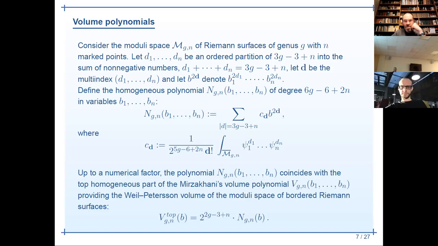So she considered the following objects. She considered a sort of enhancement of the moduli space of curves. When you consider the moduli space of complex curves, you can interpret a complex curve as a hyperbolic surface. Now, what Mirzakhani did is she considered hyperbolic surfaces with boundaries, imposing that the boundary is a geodesic boundary.